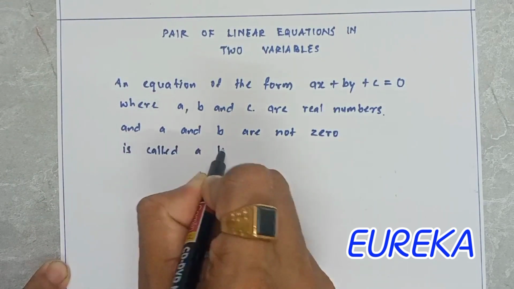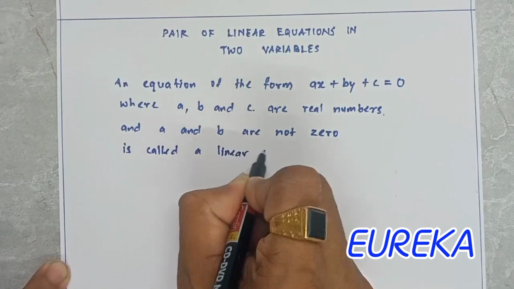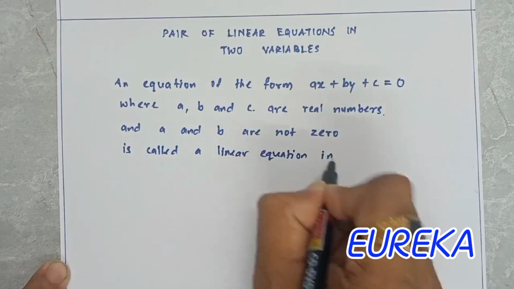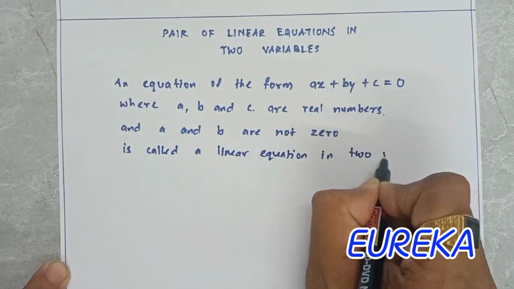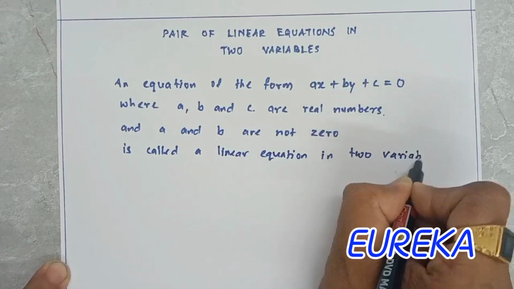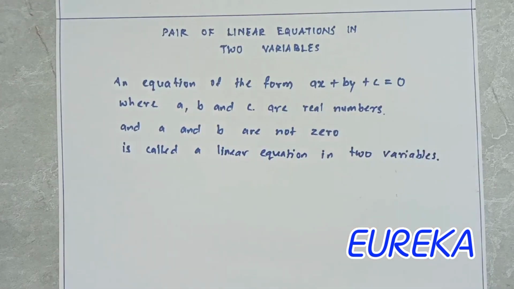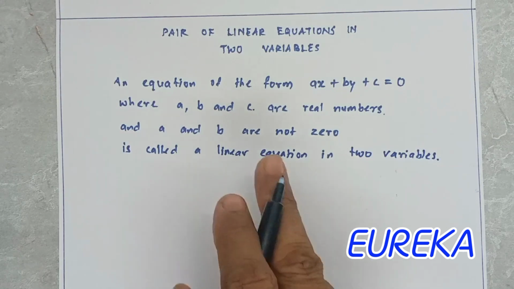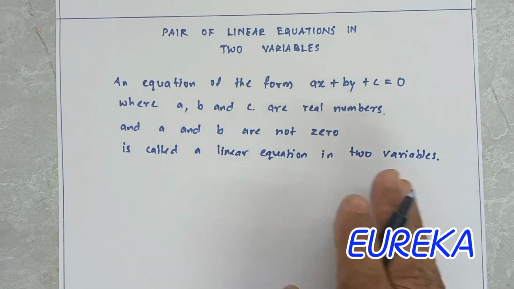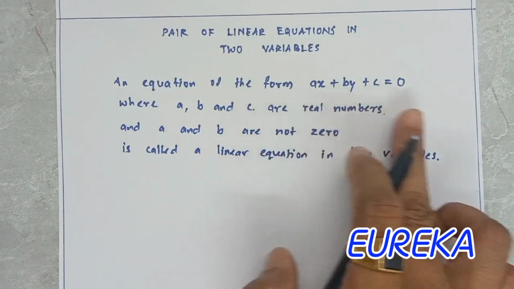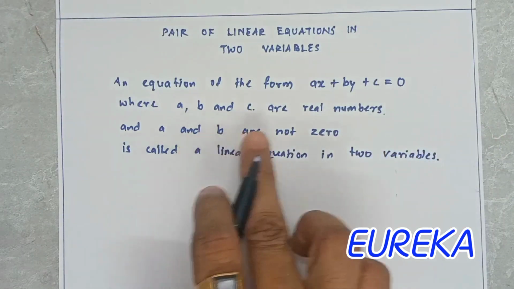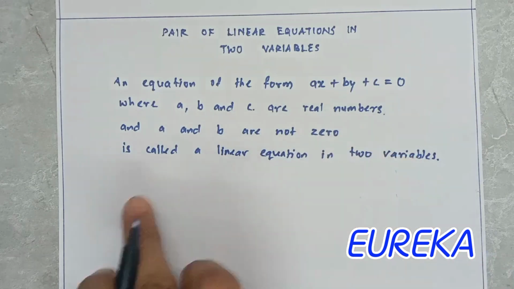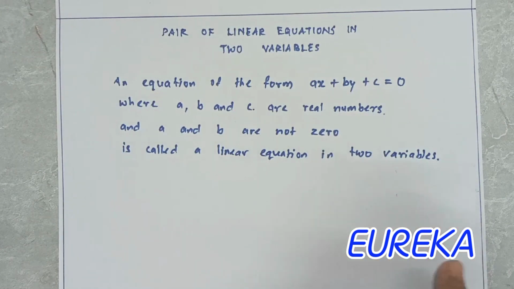a linear equation in two variables. So this is about the linear equation. This is the general form of a linear equation. It is in the form ax plus by plus c equal to 0, where a, b, c are real numbers, where a and b both cannot be 0, is called a linear equation in two variables.